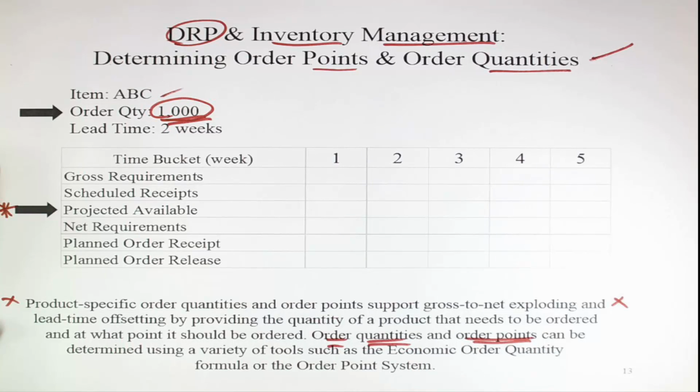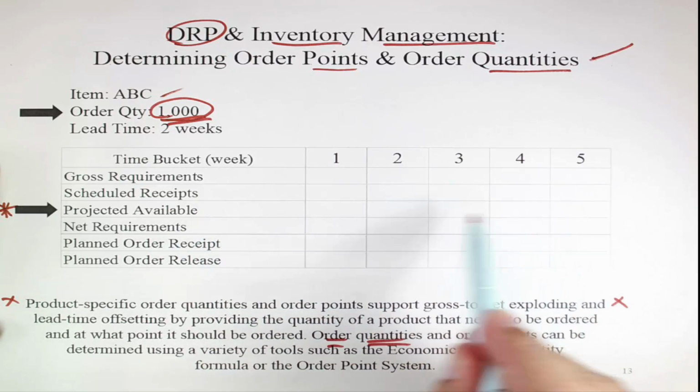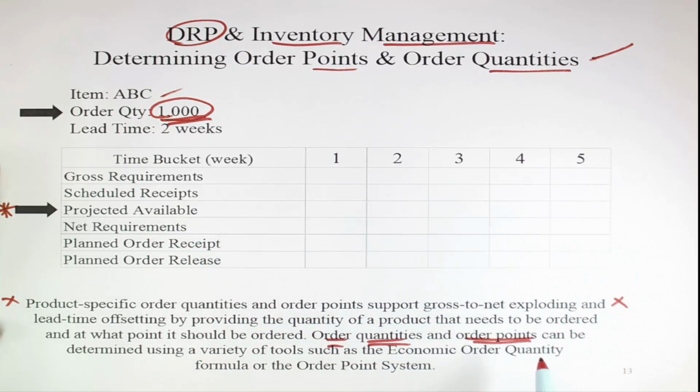So just to summarize this slide, order point and order quantity is integral to gross to net exploding and lead time offsetting. The goal being projected available out into the future. So gross to net exploding and lead time offsetting aren't the same as order quantities and order points. They work together. And we will move on to show just exactly how that happens.